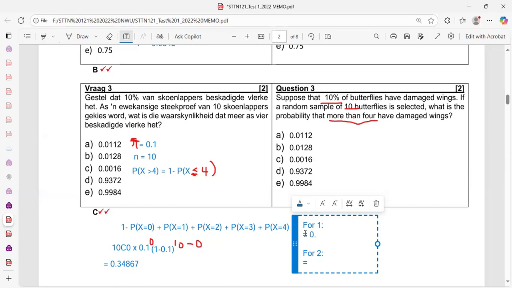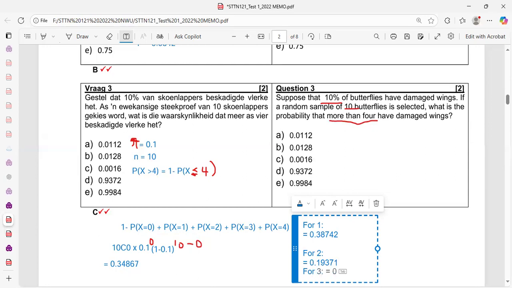I got 0.3874 with 5 decimals. For the one for 2, where I put 1, I'm going to remove 1 and put 2. And then I got 0.1937, with 5 decimals.